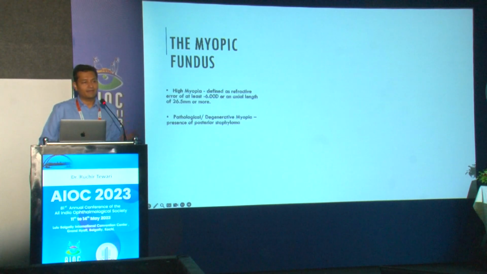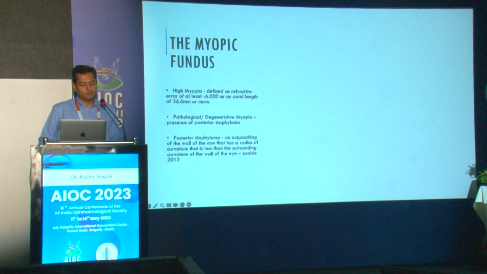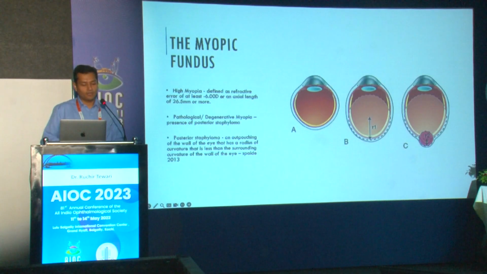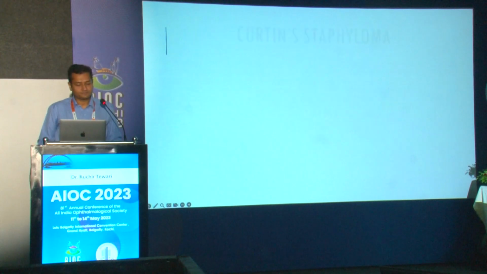Unfortunately, till recently, we did not have a definition of a posterior staphyloma. This was solved by Spaide when in 2013 he defined a posterior staphyloma as an outpouching of the wall of the eye with a radius of curvature that is smaller than the radius of curvature of the eyeball. So now we had a definition of posterior staphyloma. With the advent of better imaging technologies such as swept source OCT and spectral domain OCT, now we have a better understanding of the myopic fundus, and a new term of myopic maculopathy has been introduced.